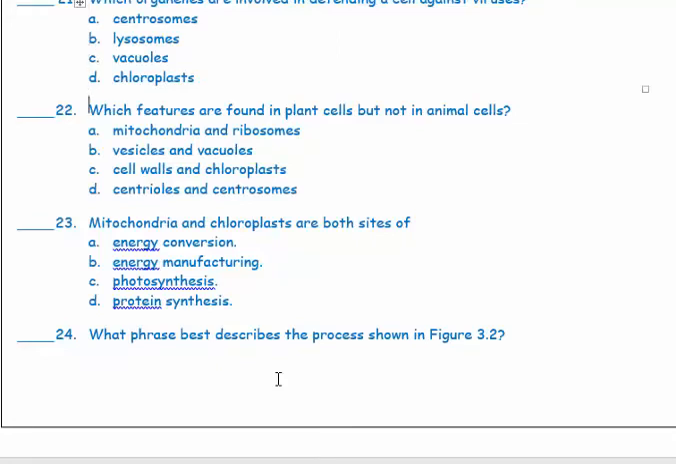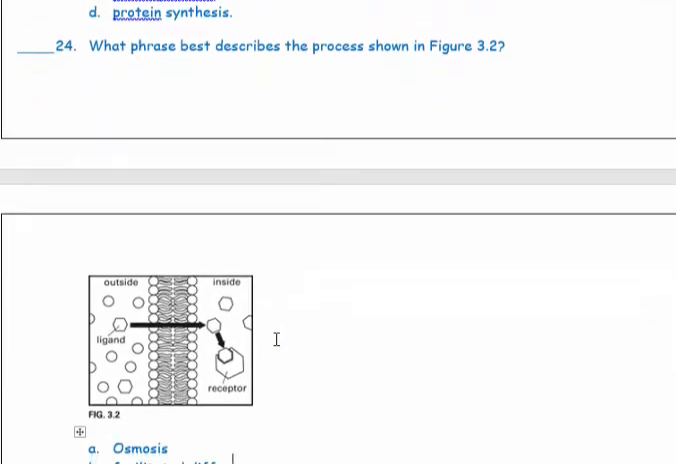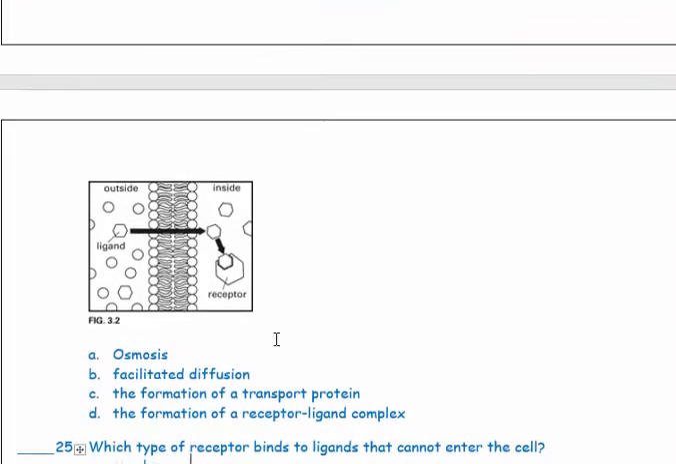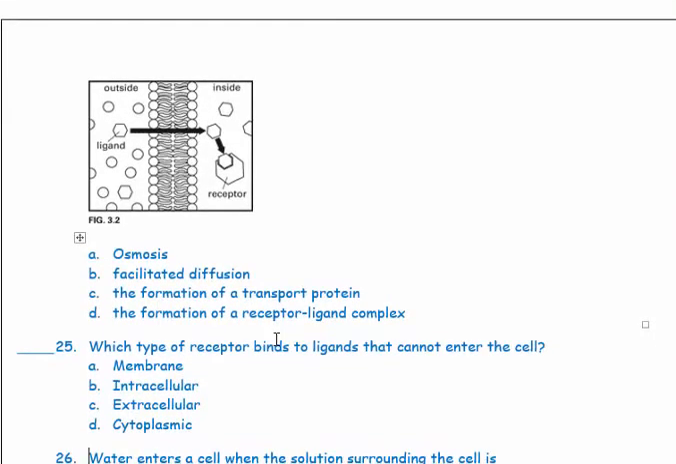24. Which phrase describes the process shown in figure 3.2? Let's look at figure 3.2. This is the outside of the cell on one side, and then we have the inside on the other side. So number 24, the answer is D, the formation of a receptor and then a ligand complex. They are going to both bind together in order to transport a certain substance to the inside of the cell.